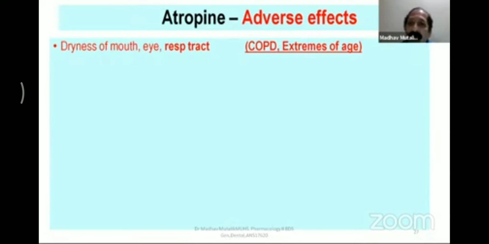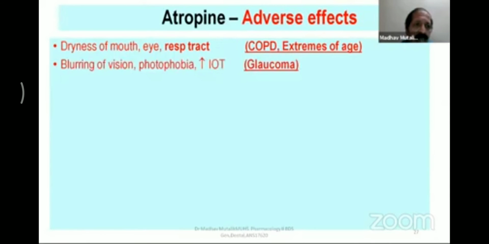It's also not given to patients with extremes of age, too young patients and too old patients. Then eye, blurring of vision, photophobia, because it produces passive mydriasis and cycloplegia. So there is paralysis of accommodation and there is increased intraocular pressure. And this is why it's never used in acute congestive glaucoma. I hope you remember this. This is a very important condition.